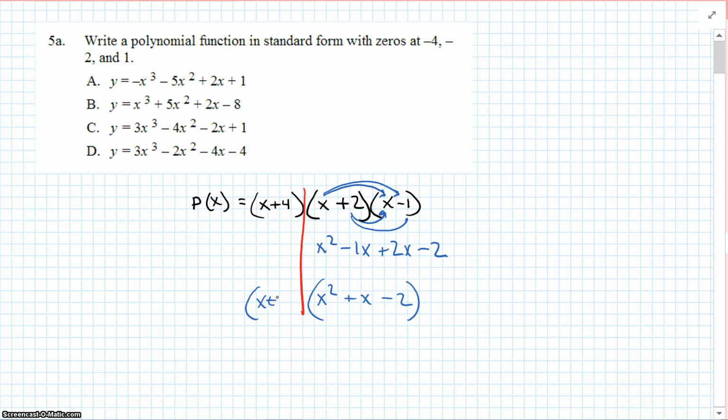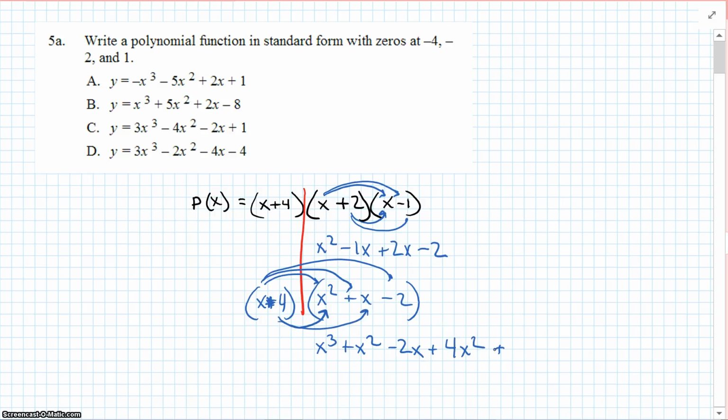Now I'm going to multiply and distribute x plus 4. So x times x squared is x cubed. X times x is x squared. And x times -2 is -2x. 4 times x squared is 4x squared. 4 times x is 4x. And 4 times -2 is -8.